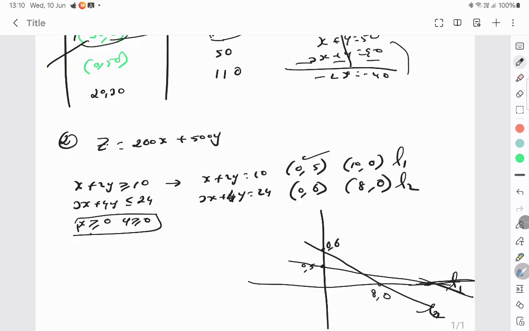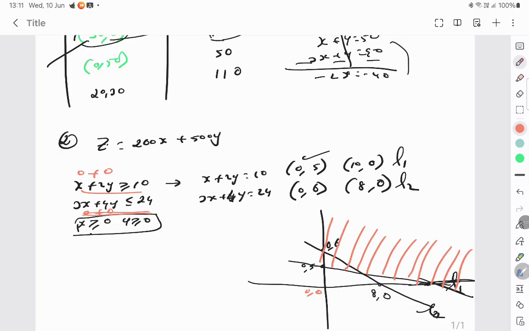So now take the origin and see if the origin can be shaded. Put 0 comma 0 here. It's 0 is less than 10. So this inequality is not true. So take line 1 and don't shade the origin side. Shade the other side of line 1. Done. Now take line 2, substitute 0 comma 0 here. 0 is less than 24, satisfying. Okay, for line 2, the origin's side can be shaded. So for line 2, I'm shading the origin side.